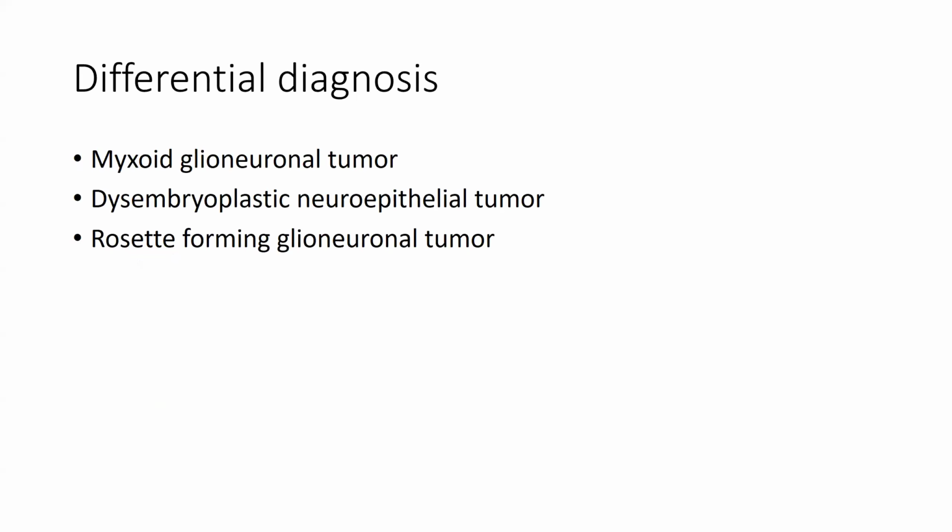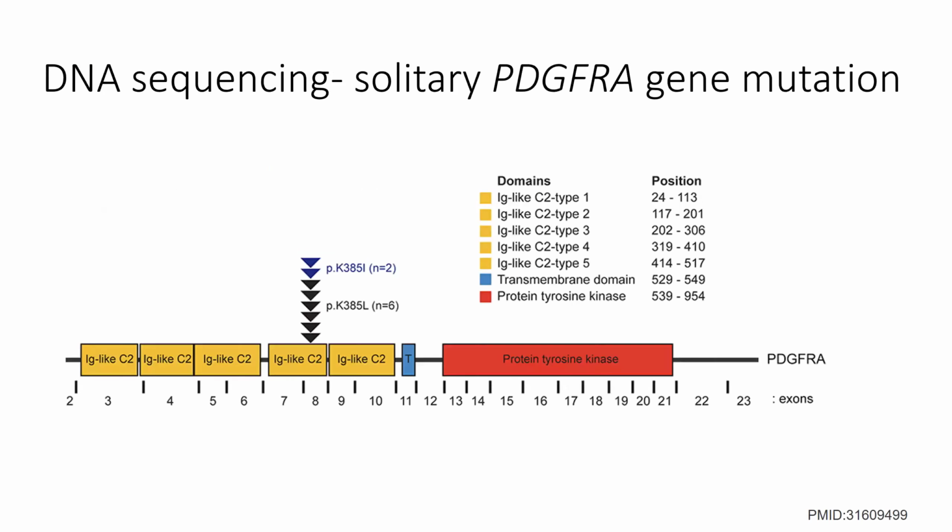So in this location and with this histologic appearance, there's really 3 tumors to consider here. One is a myxoid glioneuronal tumor, which is a newly defined tumor type. Another is a DNET, although this location in the midline is less common for DNET. Usually they're superficial and cortically based. And then rosette-forming glioneuronal tumors, which have a similar, very low-grade appearance and often occur in the midline as well, and near the ventricular system.